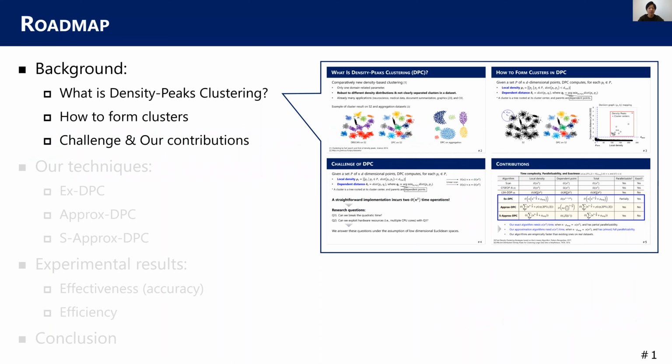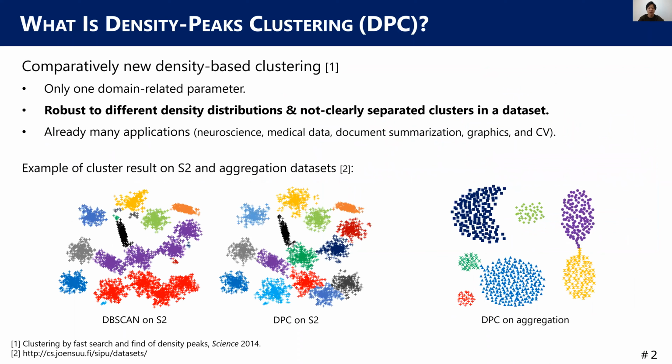First, I introduce the background of this study. Let's start with the question, what is density peaks clustering, DPC? This is one of density-based clustering. Essentially, it needs only one domain-specific parameter, but it is robust to different density distributions and not clearly separated clusters in a dataset. Thanks to this nice advantage, DPC has applications in many domains such as neuroscience, graphics, and computer vision.